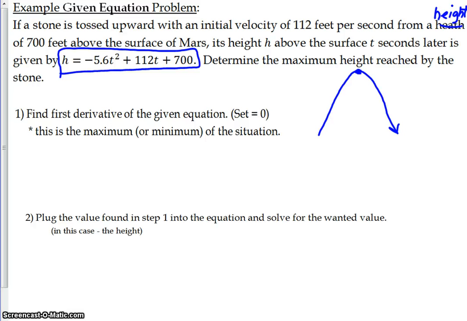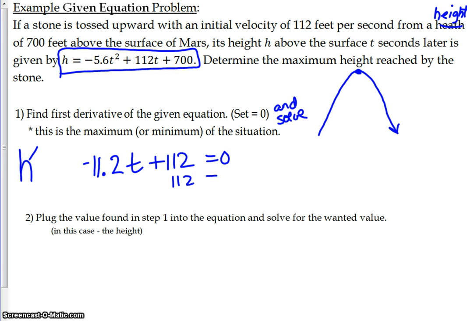What we have to do is just look at our formula given and find the first derivative of h. So the first derivative of h is negative 11.2 t plus 112. We set it equal to 0 and solve. I keep forgetting to say and solve. So 112 equals 11.2 t. We found t to be 10. In other words, it takes 10 seconds for the stone to get to the highest point.